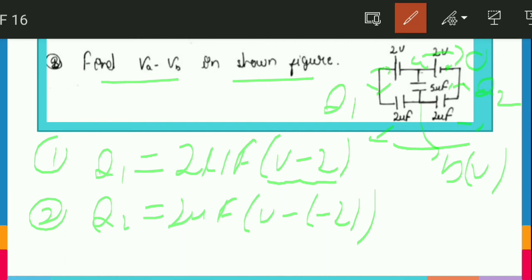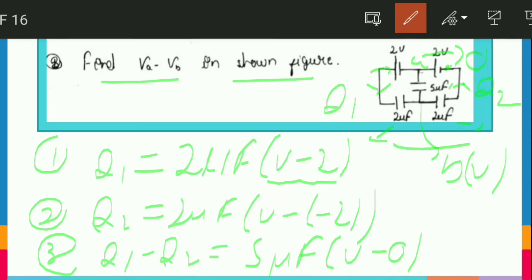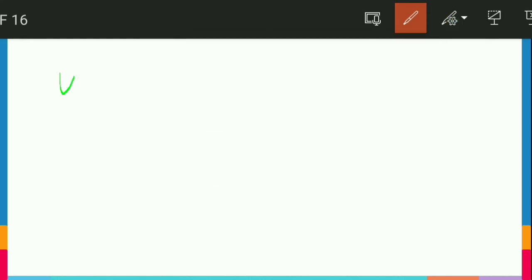And our third equation, for the third capacitor, this 5, it has a charge of how much? It gets a charge of q1 minus q2, and this should be equal to 5 microfarad times the potential difference around it, V minus 0. So again we have three equations, three unknowns. When you solve, the answer you will get is V equals 0, meaning those two points do not have any potential difference.